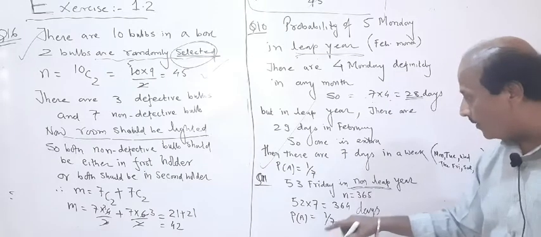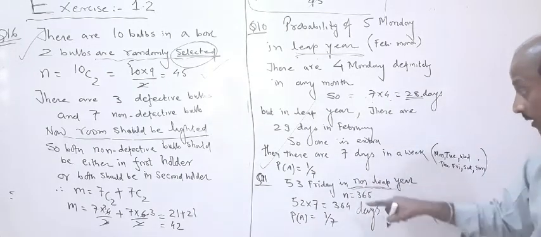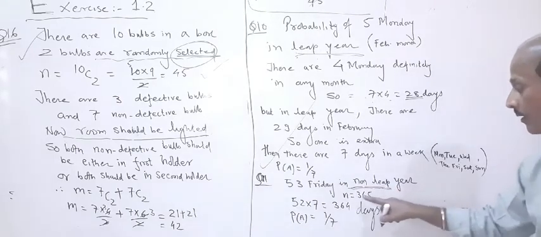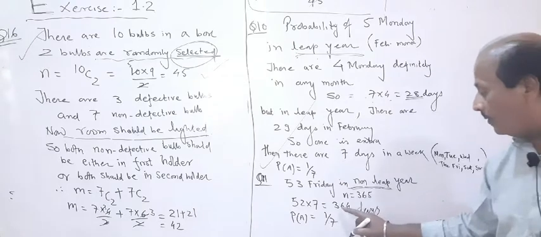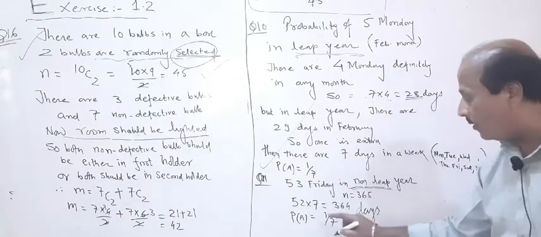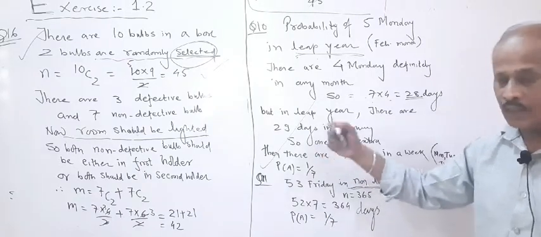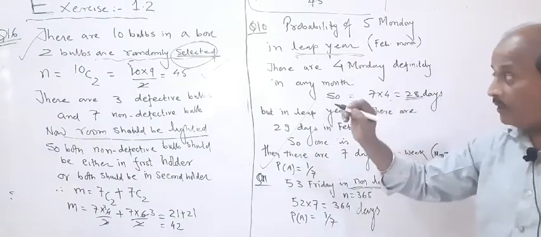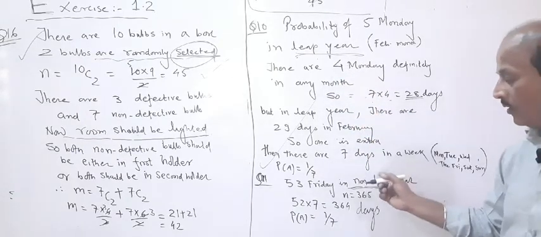Same question, and suppose they are not giving non-leap year, but they are giving a leap year, then n will be 366. Then the answer will be 366 minus 364, which means 2. So the probability will be 2 by 7. This much trick we expect in probability. They will change the terminologies. Be careful with those terminologies.